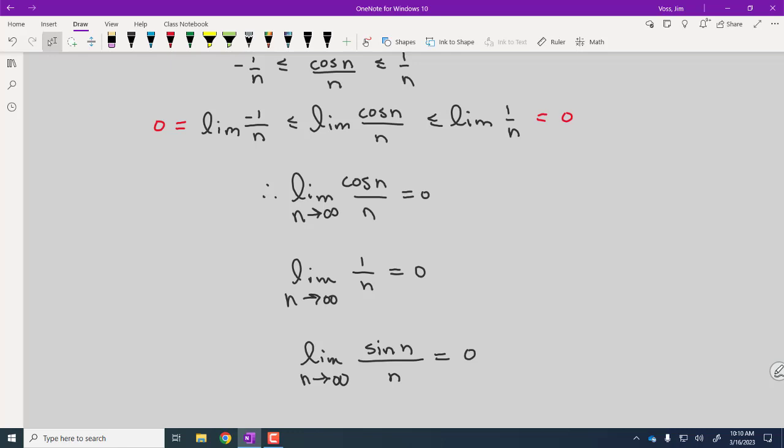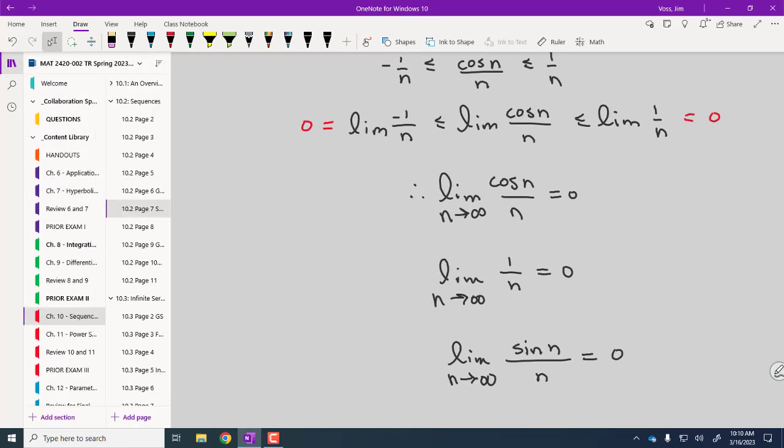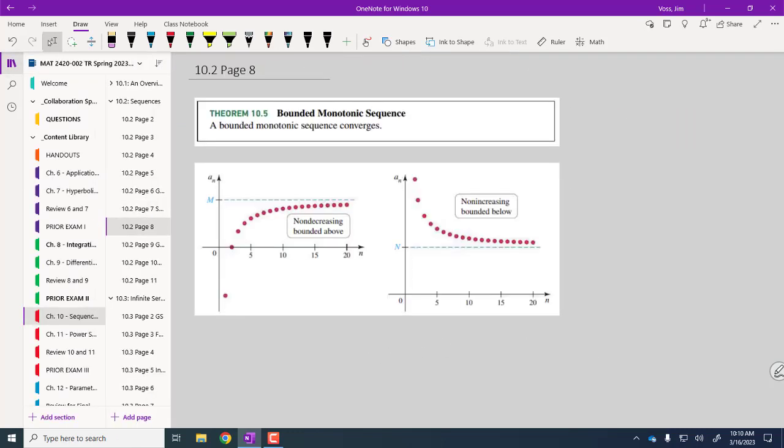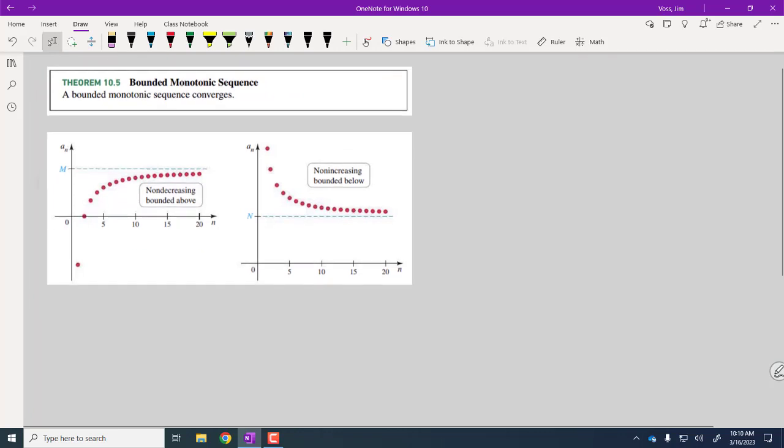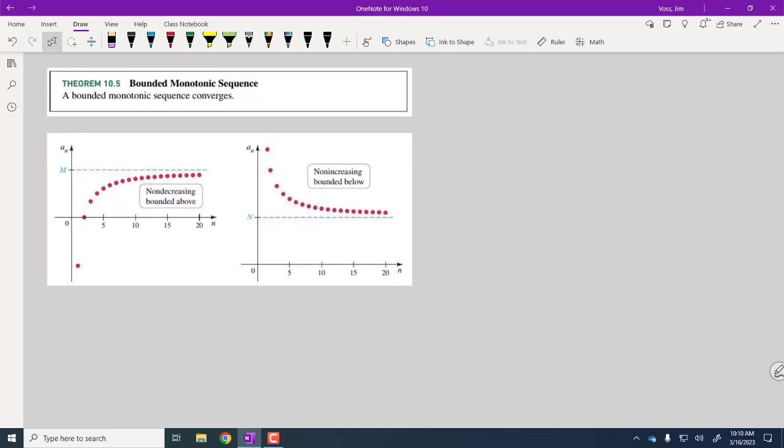Because the denominator is growing without bound. And the numerator is trapped. Question? Would it work the same way with tangent?